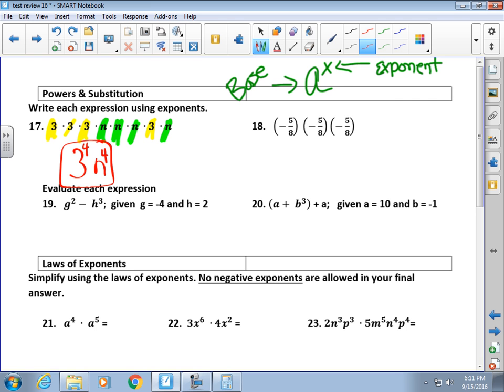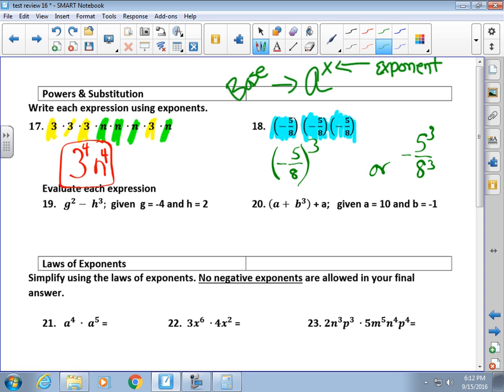18. The base that I see is negative 5/8, negative 5/8. I prefer you to write it like this, but if you write it like this, negative 5 over 8, and each one of them gets a little 3, that's correct as well.